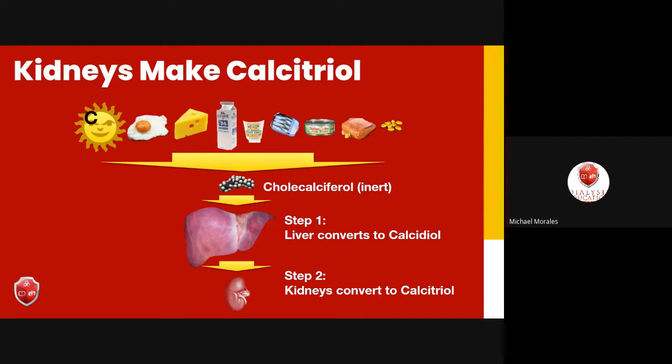So first thing that happens is, you ingest it, it ends up in your blood, it circulates through your liver, and your liver will convert it one time. Then it will continue circulating, and it will move through your kidney, and it will get that second conversion, which turns it into vitamin D3. Vitamin D3, calcitriol. So if your kidneys shut down, you don't convert it. And if you don't convert it, it doesn't do what it's supposed to do.